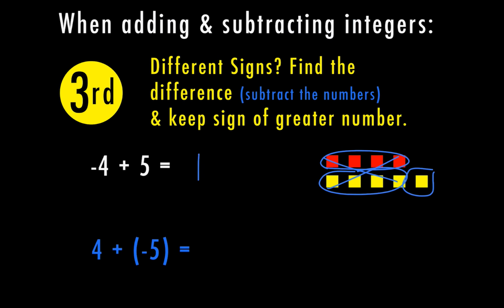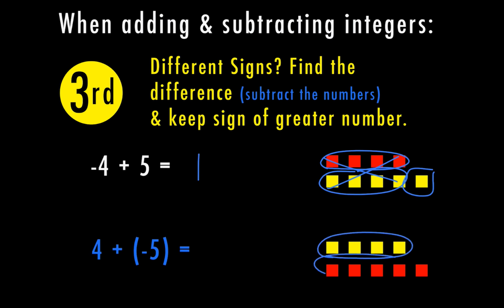Now the next one, I have positive 4 plus a negative 5. So that means I'm going to have 4 yellow tiles and 5 red tiles. Well, just like in the one before, I have 4 yellow tiles and 4 red tiles that are going to cancel out to make 0. And then what I'm left with is 1 negative tile. So this is going to be a negative 1. Now, if we go back to our sign rule up here, different signs, find the difference, which means I'm going to subtract the numbers.